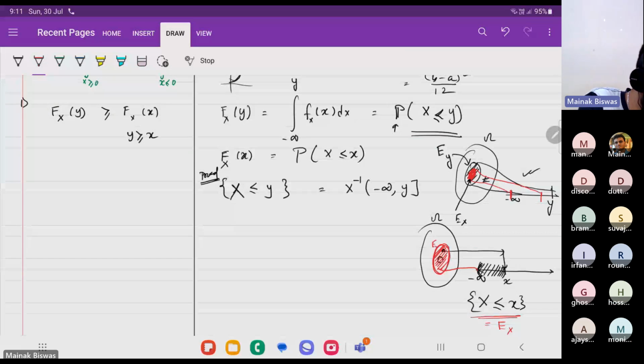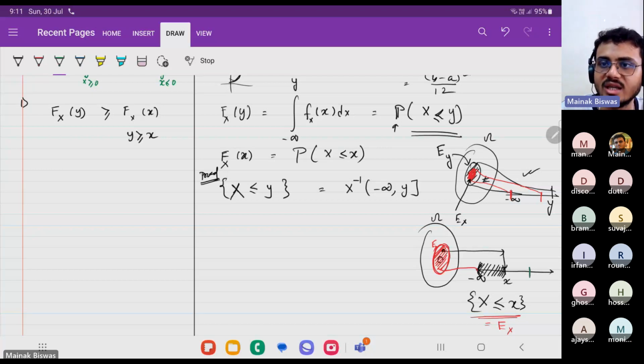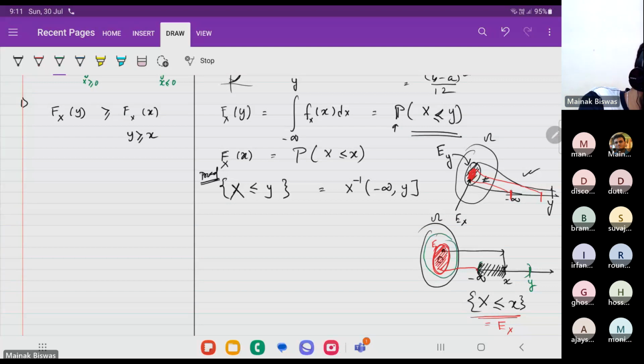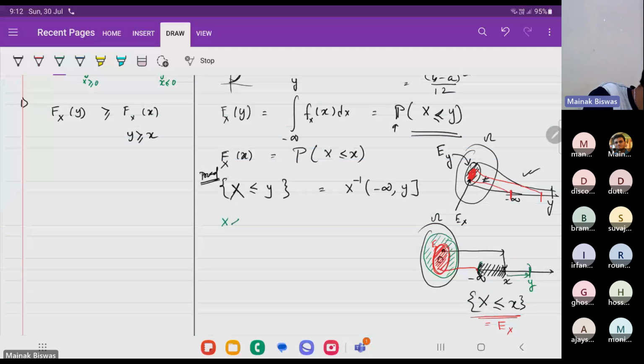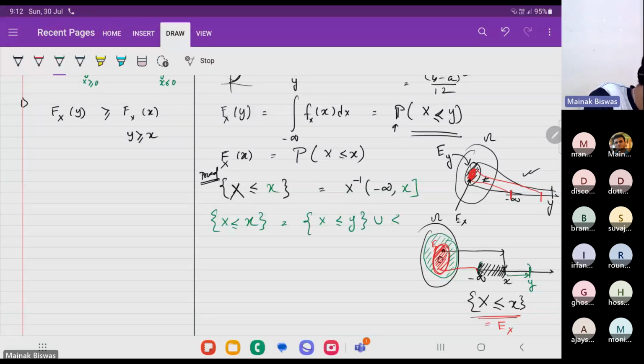So E of x, if I define this, is all the events that map between minus infinity to x. Why am I writing this? Because if your y is greater than x, I think that day Romujit was telling me the proof. If y is greater than x, this will be nothing but E of x union with some other set, yes or no? Right, so you're going to add this. So probability of X less than x will be nothing but union of X less than x, union of X between x and y, yes or no?